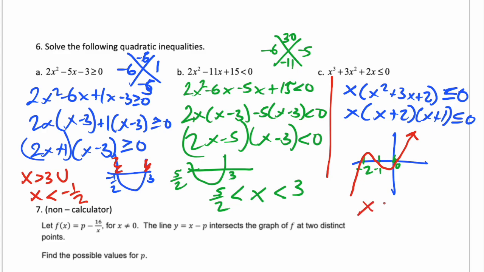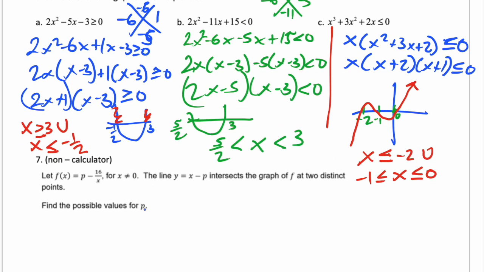Okay, so we're looking at less than or equal to 0. It's two sections. x is less than or equal to -2, and there's an equal to sign here. Oh, I should have done that over here too. Equal to is possible. So x less than or equal to -2 union x between -1 and 0. So there's two sections here.